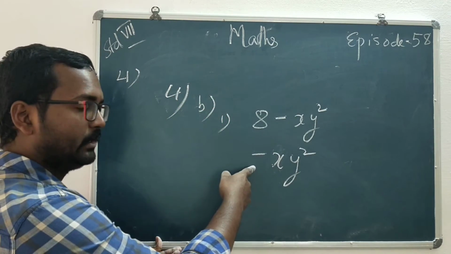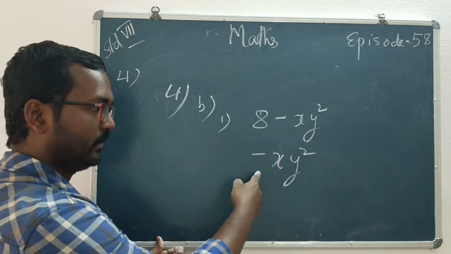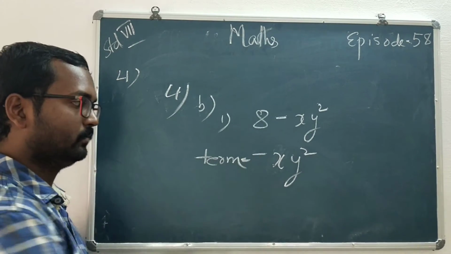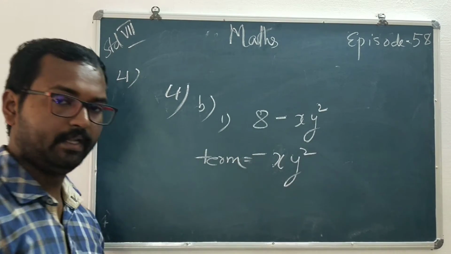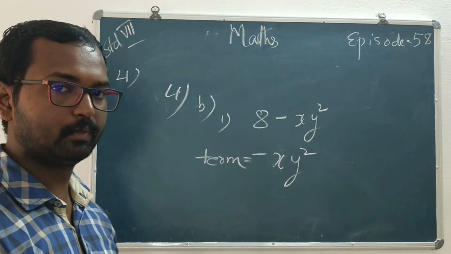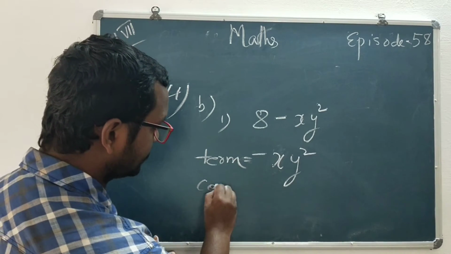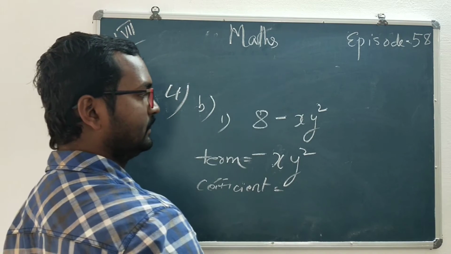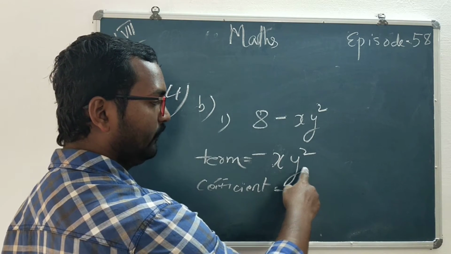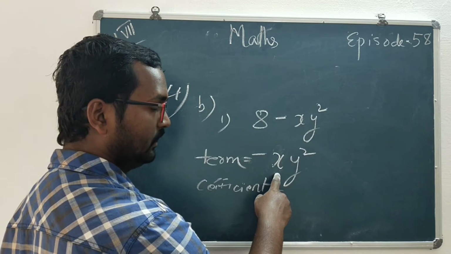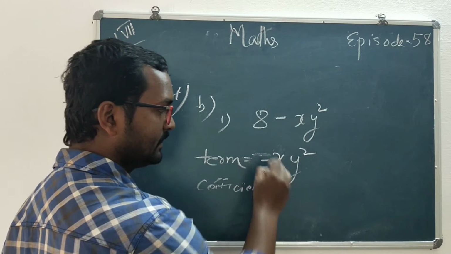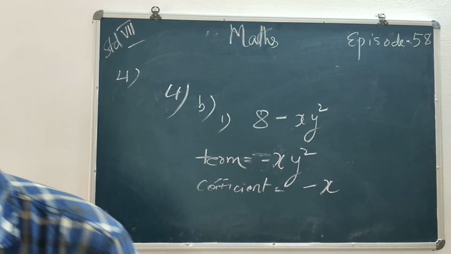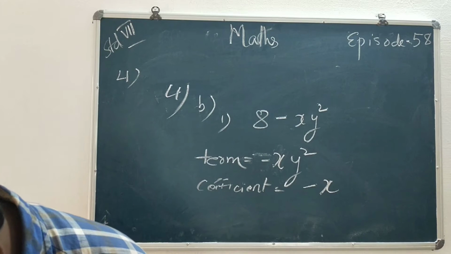Remember, you have to include the sign also. When you include the coefficient, there also you have to include the sign. So the coefficient is, in front of y square we have x, but we also have to include the sign. This is going to be minus x.